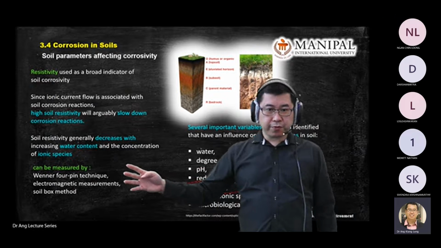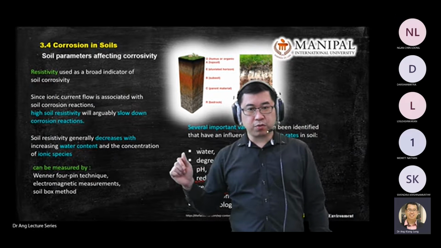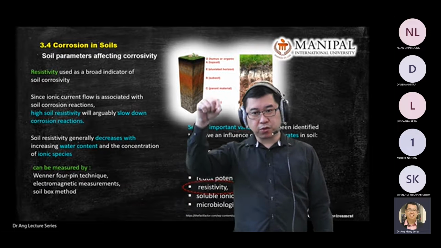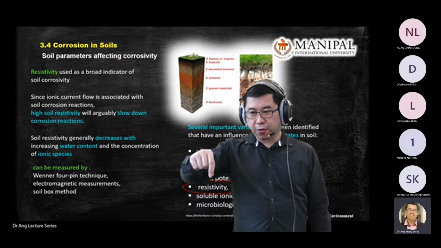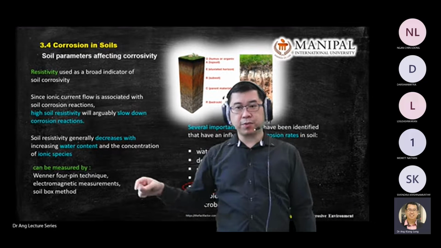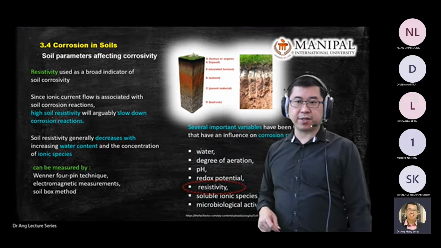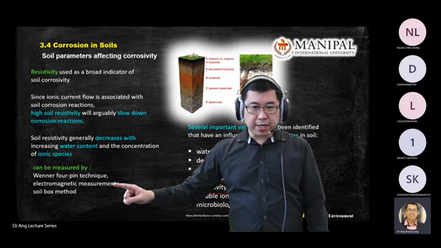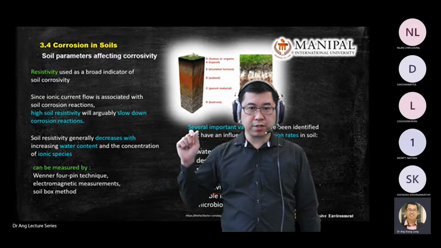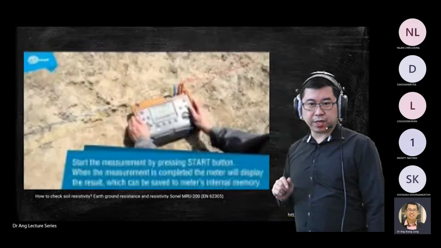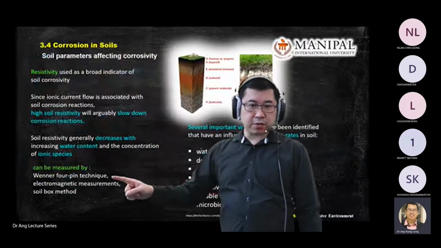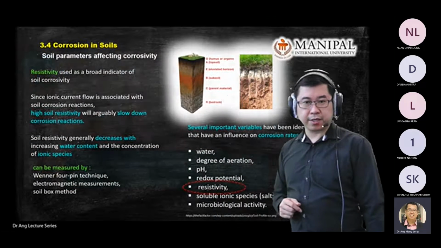And there are three techniques to measure the resistivity. Wenner four-pin technique means you hammer four metal pins into the ground, and then you use an instrument to measure the resistivity of the ground. Another one is electromagnetic measurement, and the third is the soil box method. I'll show you one video on measuring the resistivity using the Wenner four-pin technique.